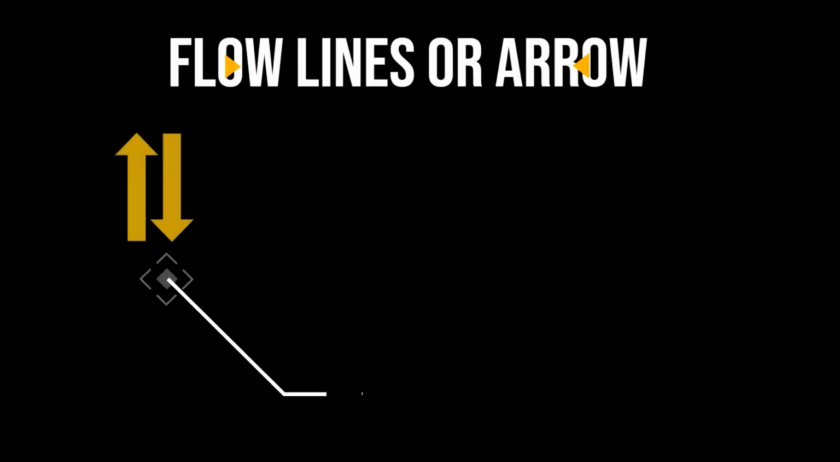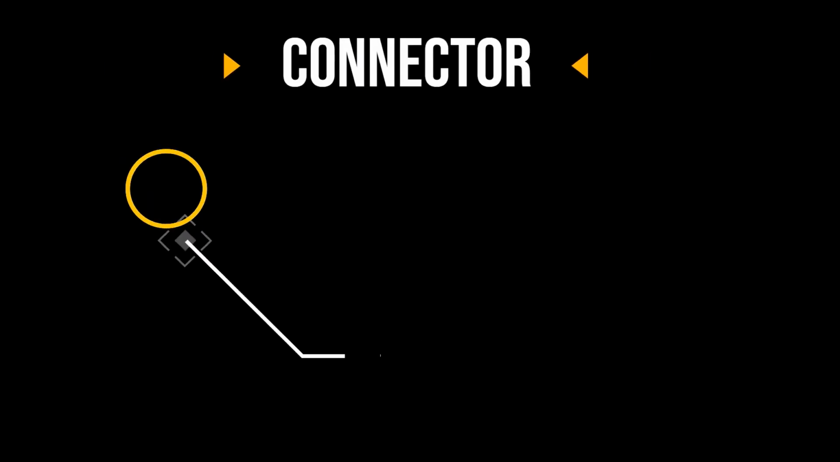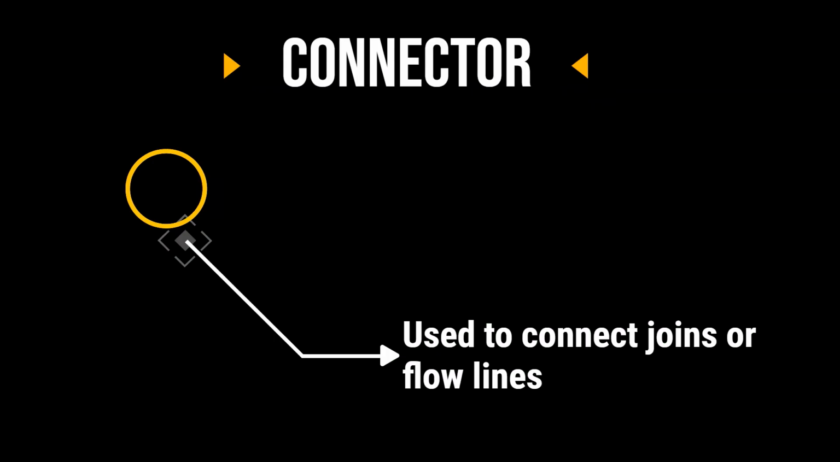Fifth symbol is the flow lines or arrow. This is used to connect symbols and also used in flowcharts to indicate the direction of flow. The last symbol is the connector, and it is used to connect joins or flow lines.